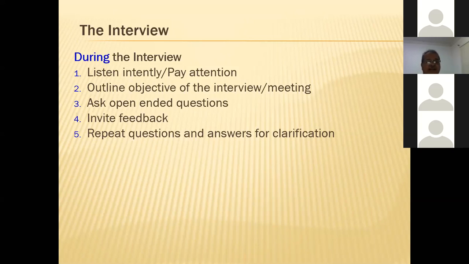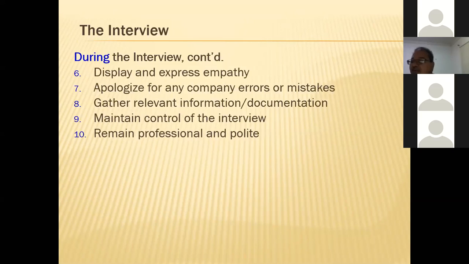Again, invite feedback. Ask them, do you understand this process? I need such and such. We need this because... so explain why you need it. And again, repeat questions and answers for clarification. So let me just try to quickly wrap this up so I can let you good folk go. I won't keep you too much past the time.